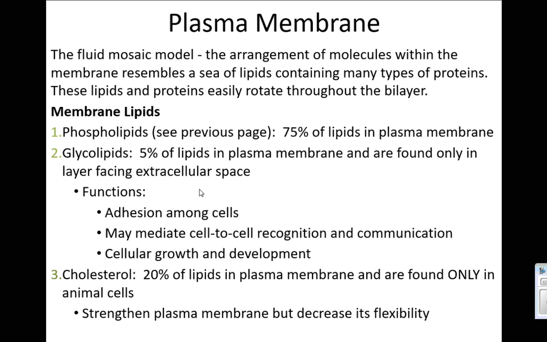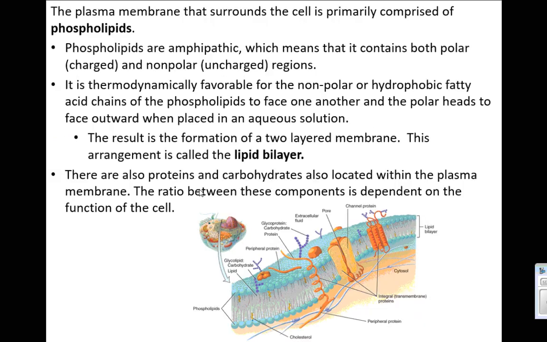That leaves us with 20% of the fats, which are cholesterol molecules. We talked about cholesterol the other day as a steroid. These provide strength to the plasma membrane, but also decrease its flexibility. So that is kind of a drawback to them. We can kind of see them sprinkled in within those tails. They're these yellow streaks sprinkled in with the tails of the phospholipids.